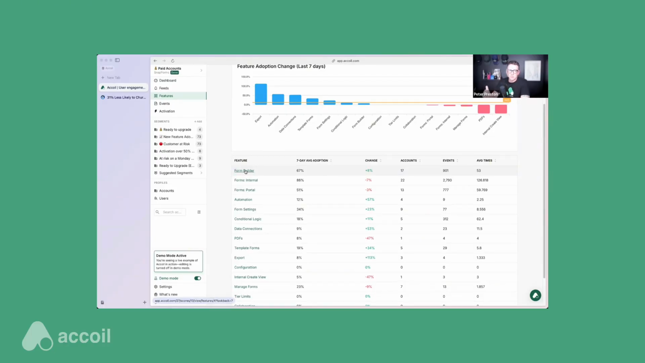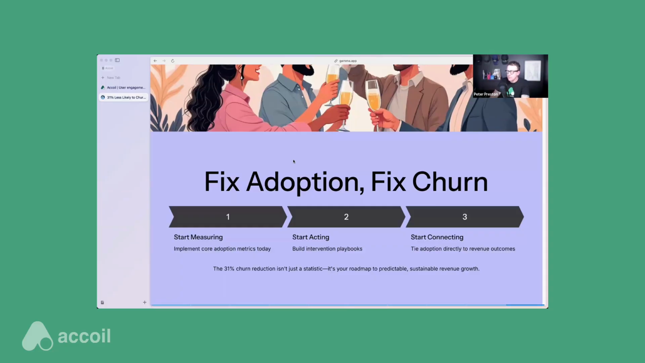If we know that that's a super critical feature, how can we get more of a user base within a customer account using the form builder? So that's just one way to look at it there in Accoil.